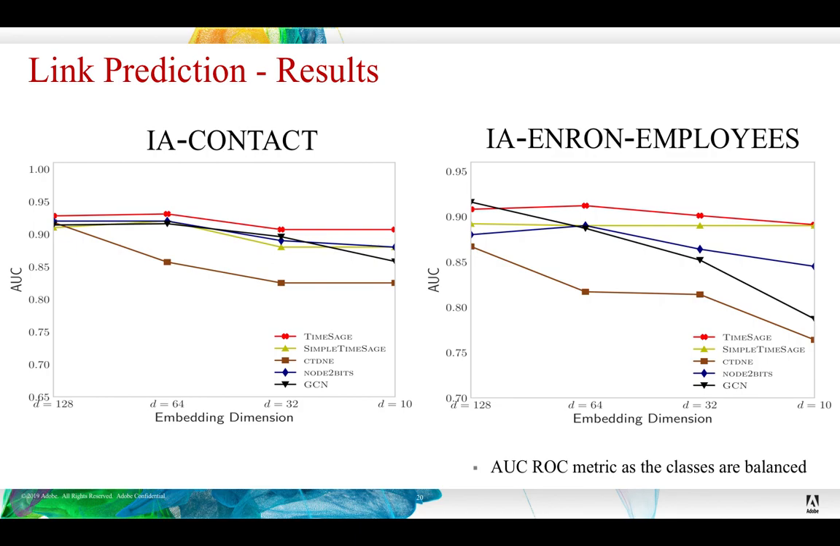Here we compare the results of all the methods against our proposed method TimeSage and a simple variant, Simple TimeSage, across various dimensions. We look at dimensions 128, 64, 32 and 10, so there are four values of dimension that we check. And if you notice, TimeSage outperforms in the majority of the dimensions for these two datasets, while Simple TimeSage remains competitive.